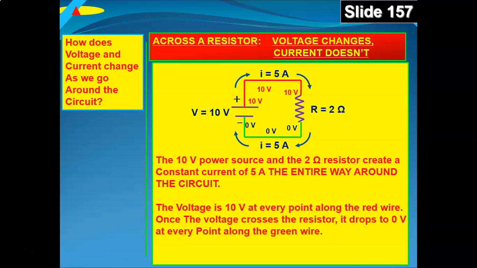So again, in going around that circuit, the current is set by the resistor and the voltage, but once it's set at 5 amps, it doesn't change. It's not higher in the red wire and lower in the green wire. It's the same, 5 amps. But the voltage is 10 volts up in the red wire, and then once it crosses the resistor, that's the light bulb in your flashlight, it then drops down to 0 volts. So again, reading that top red box, across a resistor, voltage changes, current does not.